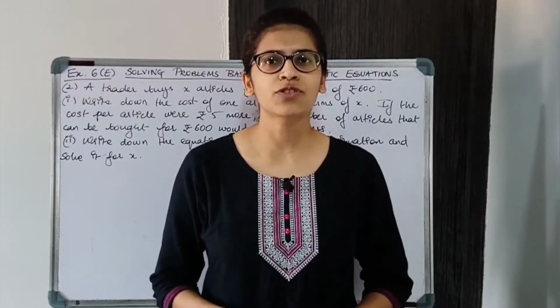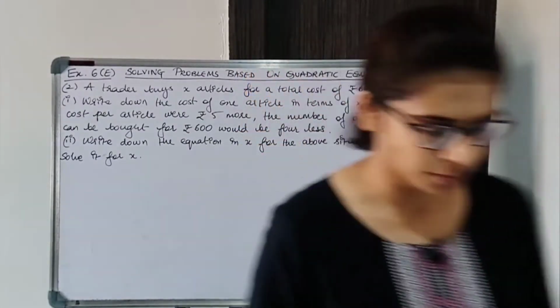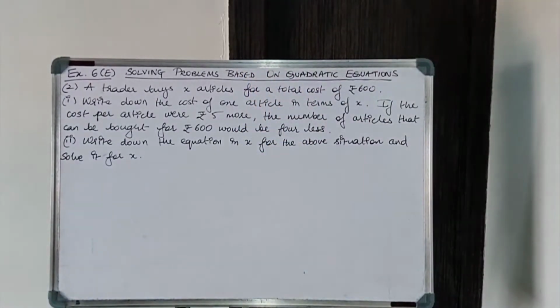Let's read the next question. Question number 2. A trader buys X articles for a total cost of rupees 600. First part, write down the cost of one article in terms of X. If the cost per article were rupees 5 more, the number of articles that can be bought for rupees 600 would be 4 less. Second part, write down the equation in X for the above situation and solve it for X.